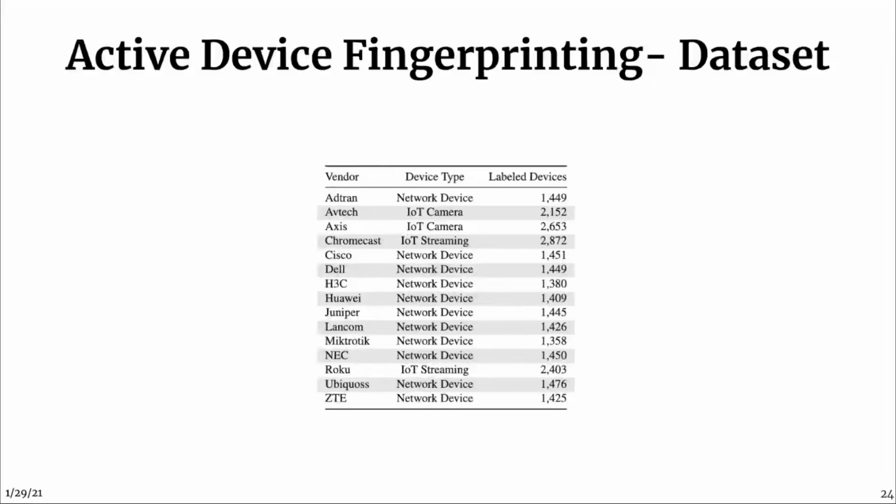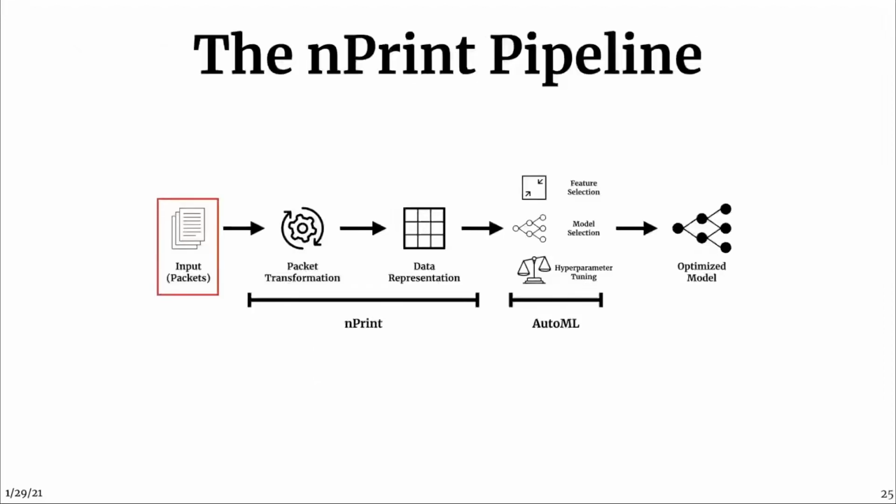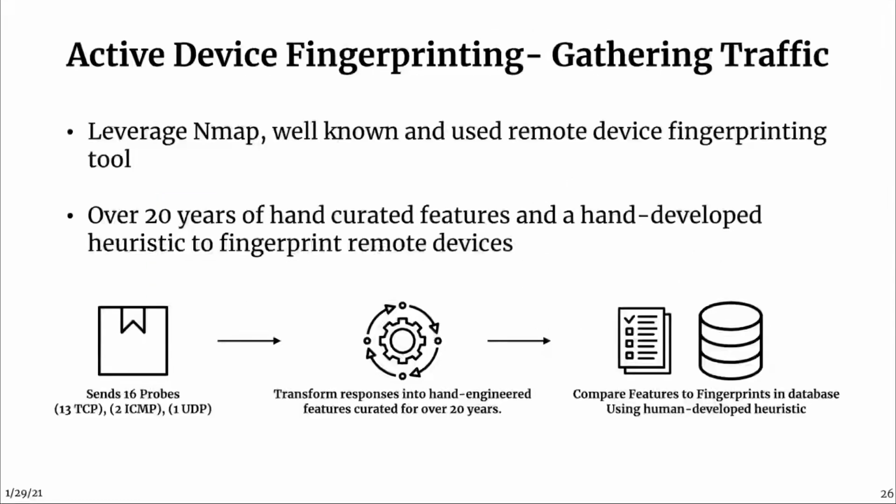So first, we need labels, right? If we want to perform a classification task, we need some sort of labels to actually classify. First thing we're going to look at is classifying a set of network devices and IoT devices. These are gathered through a variety of means. Basically, it's a lot of routers and then some IoT cameras and IoT streaming devices. So we have labels. Now we need packets to actually transform into nPrint and classify.